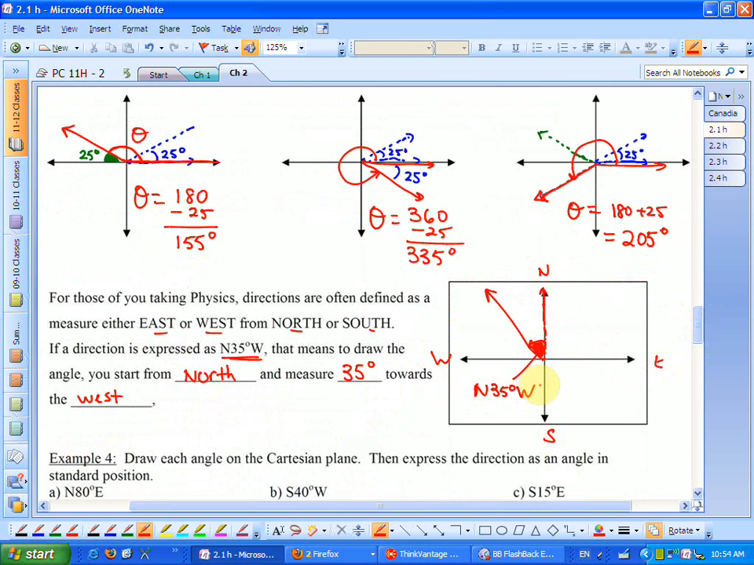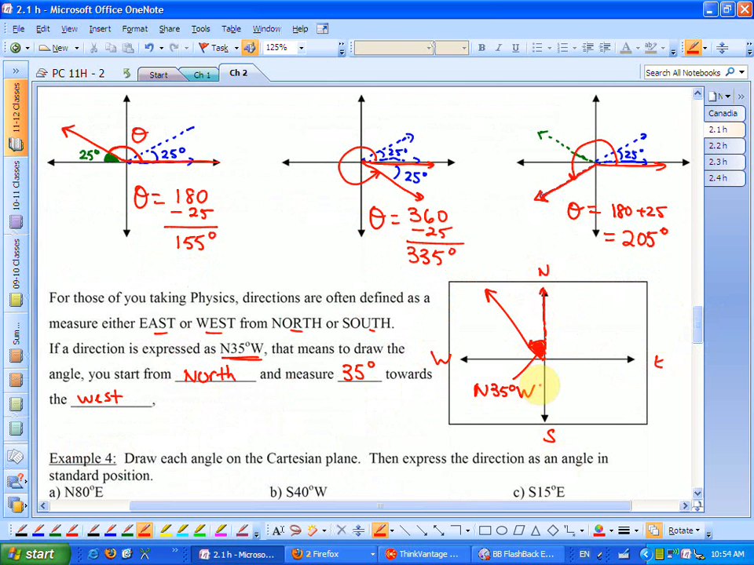Now, I am teaching you math, so I don't like that. If I asked you to tell me the equivalent angle in standard position, what would you tell me?